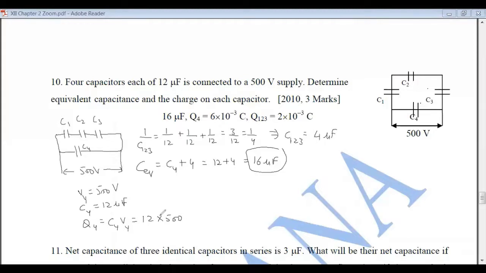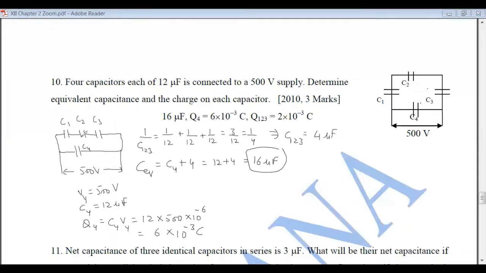Micro can be written as 12 into 10 raised to the power minus 6. So this is 12 into 10 raised to the power minus 6 into 500, which comes out to be 6 into 10 raised to the power minus 3 coulomb. So the charge on the fourth capacitor is 6 into 10 raised to the power minus 3 coulomb.